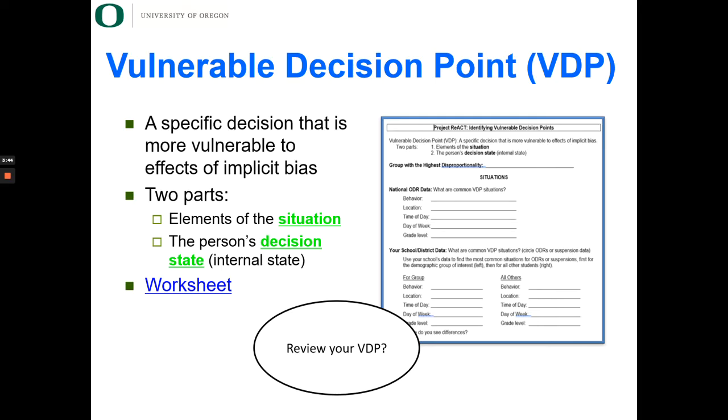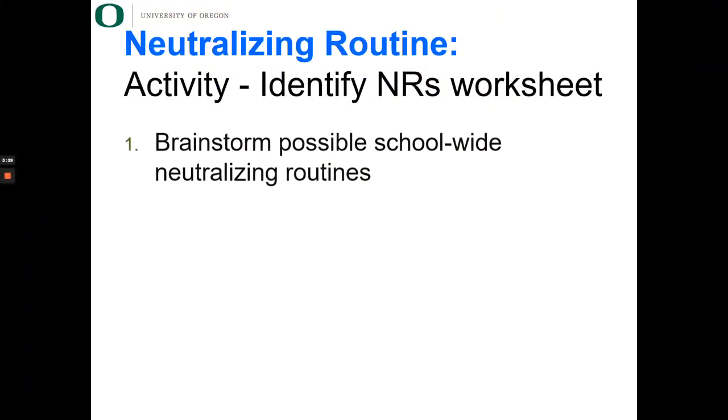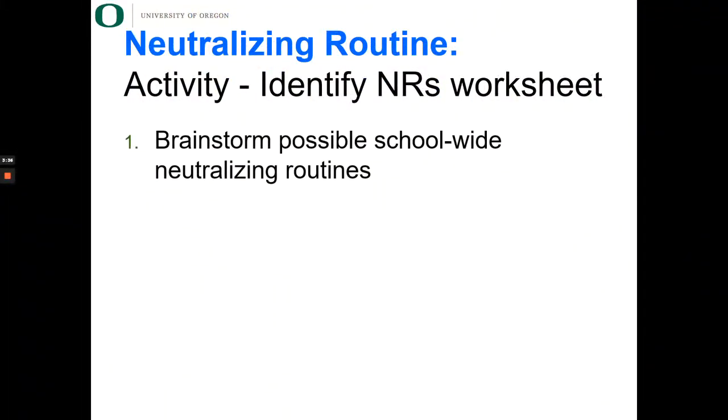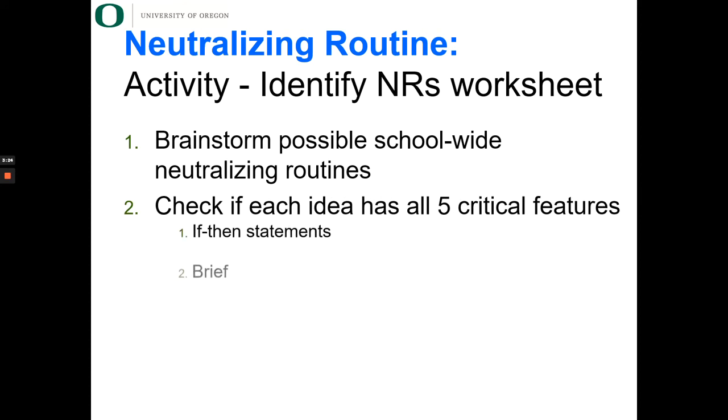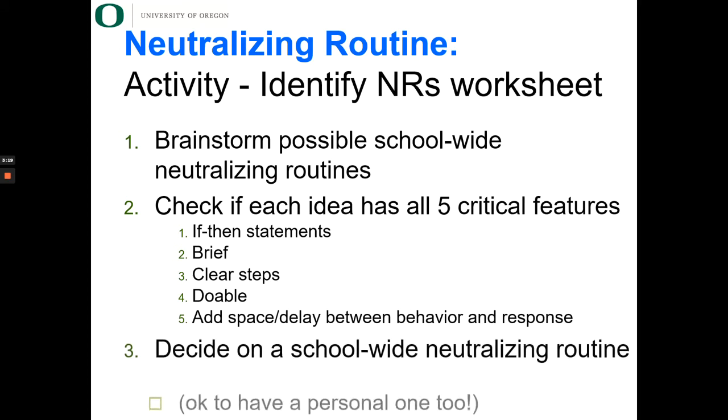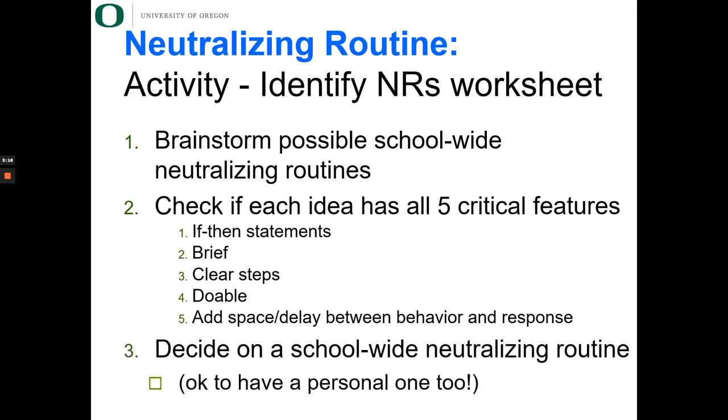up with your values. So looking at the worksheet, first thing I'm going to ask you to do is brainstorm some possible neutralizing routines. And we're going to be focusing on school-wide, but this could be personal as well. So school-wide, generating a list with a group that you're working with. And as you develop the list, once you've done the brainstorm, I'd recommend doing that first. Then you can go back and see, does it meet the critical features of neutralizing routines? And there's 5 of them listed here. And then when you've done that, you can decide on a neutralizing routine.